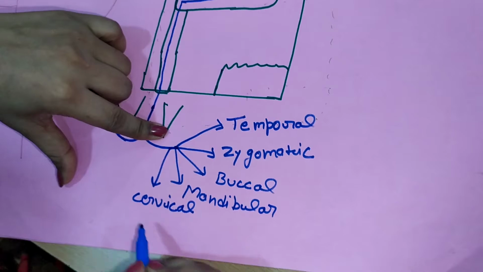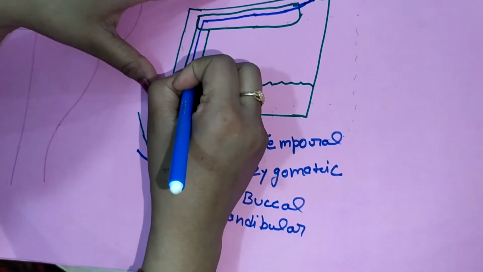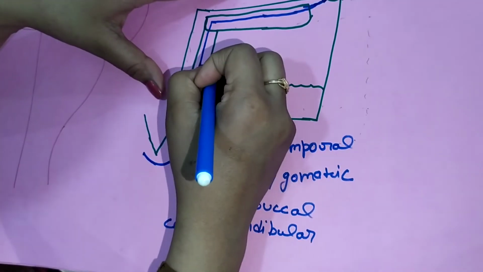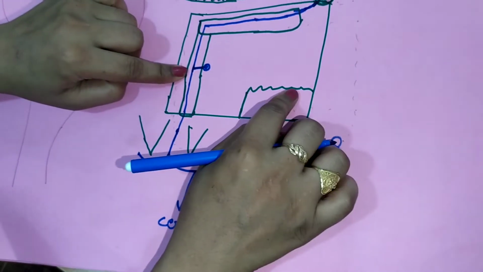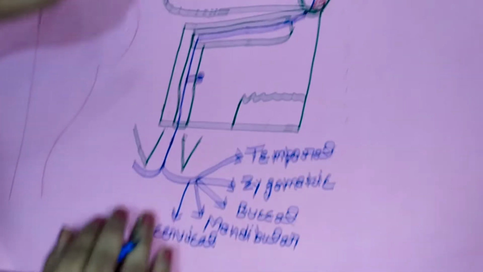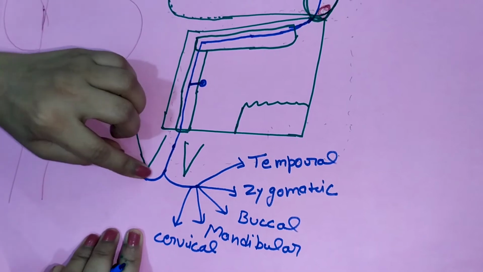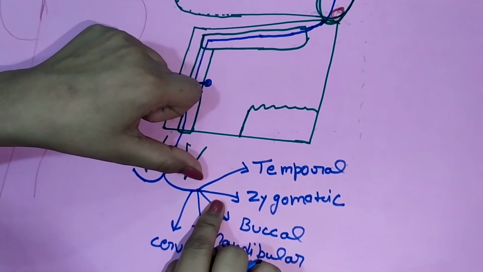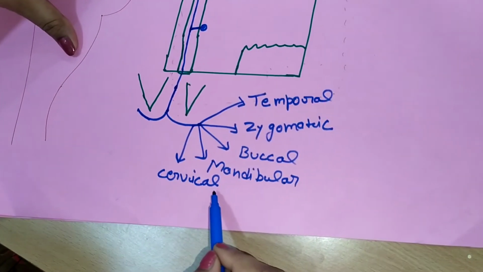These all 5 branches supply the muscles of facial expression, and inside the canal it gives 1 motor branch to the stapedius muscle, the muscle which controls the excessive vibration of the stapes bone during loud sound. So it gives 1 muscular branch here to the stapedius muscle, one to the posterior belly of digastric, and inside the parotid gland the temporal, zygomatic, buccal, mandibular and cervical branches.